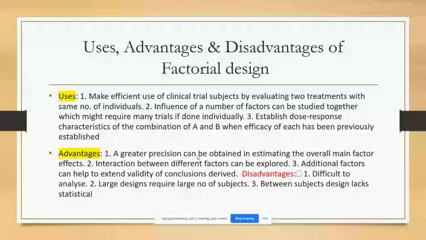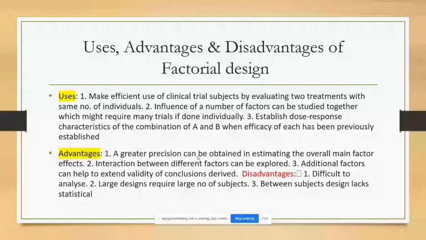Advantages are that greater precision may be obtained in estimating the overall main factor. We can see whether it is producing a third product or any complication or any ADR like that. So interaction between different factors can be explored. Then additional factors can help to extend the validity of conclusions derived. And disadvantages are that it is difficult to analyze because the interventions are continuously changing. So it is difficult to analyze.